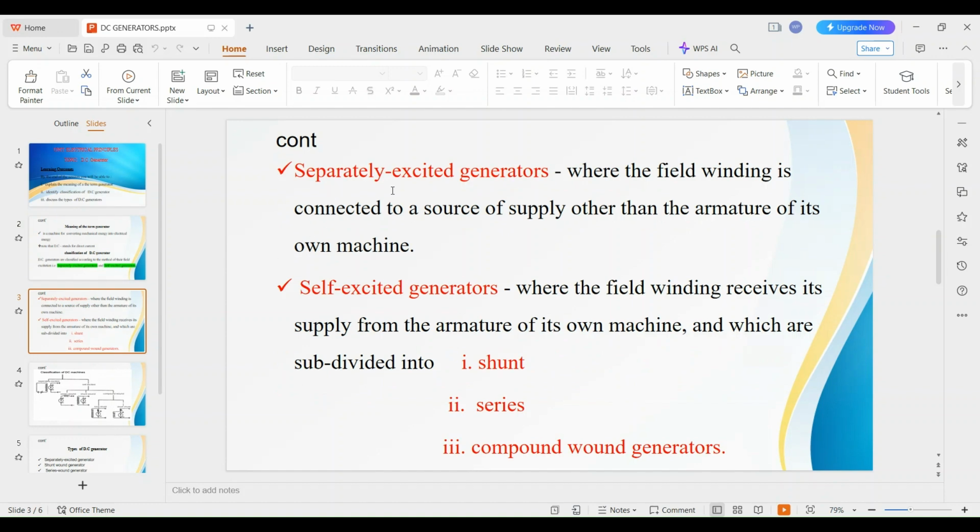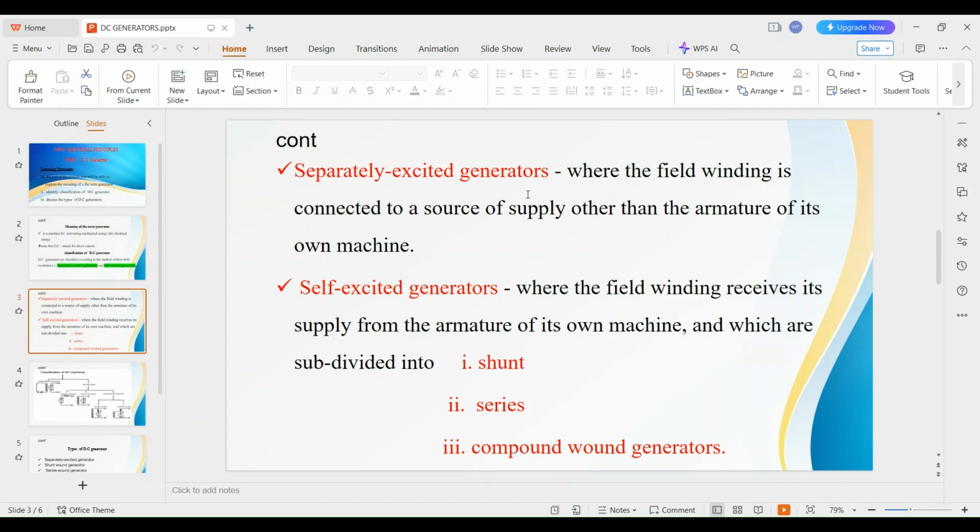When we talk of separately excited generators, we are simply saying that this is whereby the field winding is connected to a source of supply other than the armature of its own machine. A separately excited generator is whereby the field winding is connected to a source of supply other than the armature of its own machine. We shall see that in a drawing and see how they are connected.